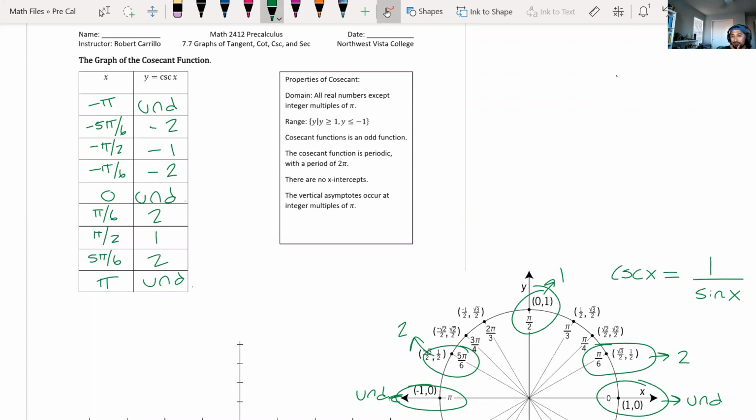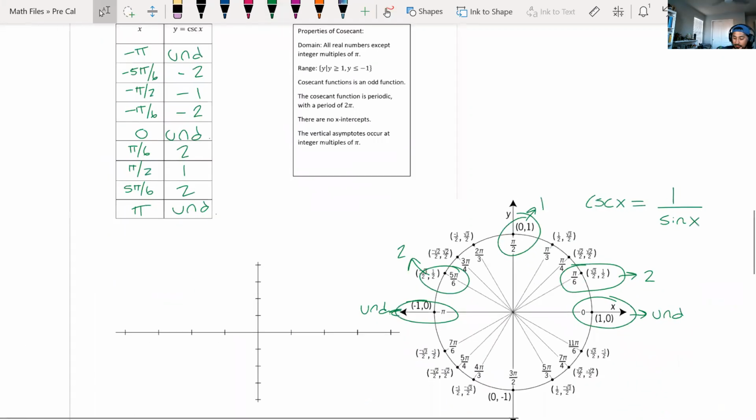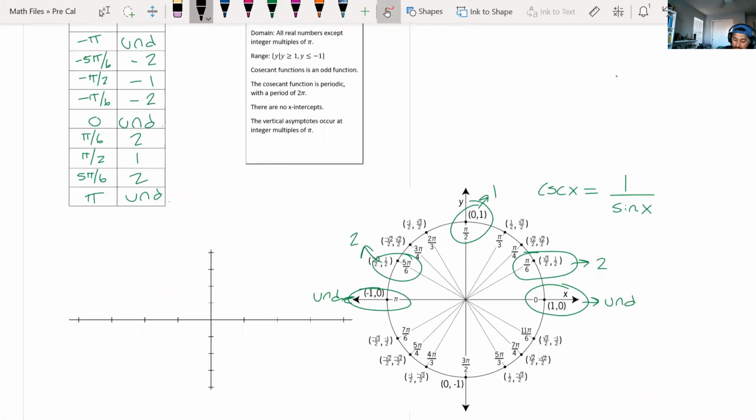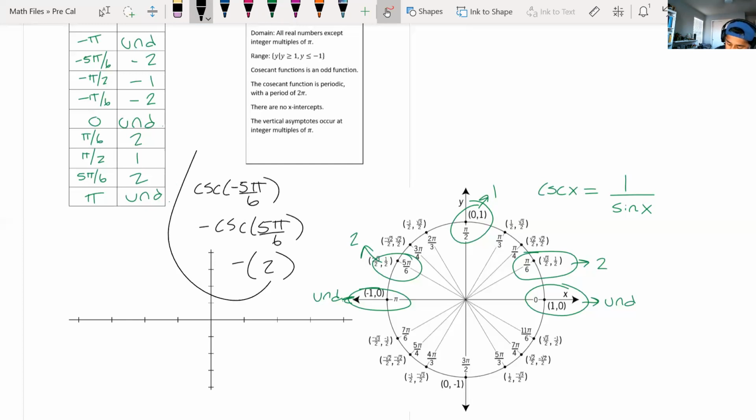All good? Yes. It's only cosine and secant that are even, right? Oh yeah, it's only cosine and secant that are even. So if I were to write one of these out, if I said cosecant of negative 5 pi over 6, this would become negative cosecant of 5 pi over 6, which means you'd have the negative and the 2, which gives us that negative 2.